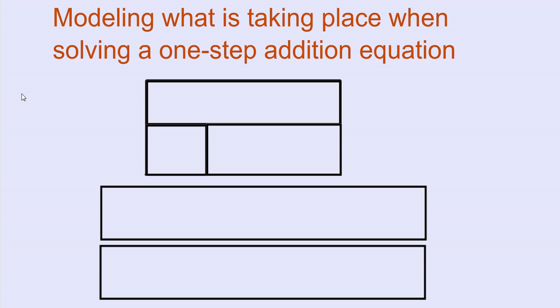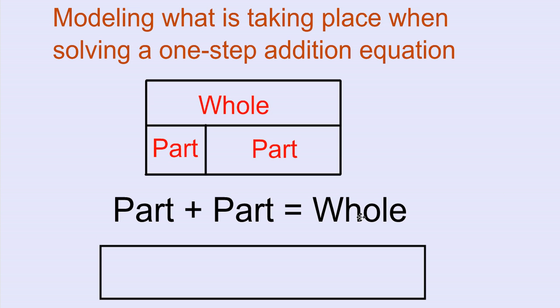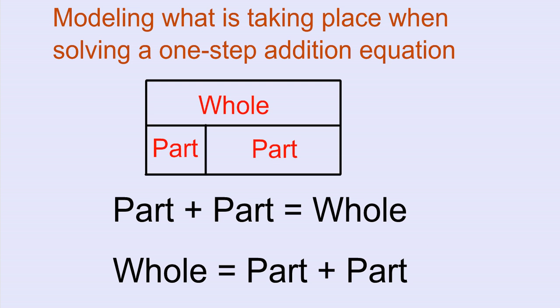So let's look at this model. What is actually taking place when we're solving a one-step addition equation? First of all, we can think of one side of the equal sign as the whole, the total value. And the other side of the equal sign is one part plus another part. Obviously, these parts are different sizes, though. This one is a larger part, and this one's a smaller part. But if we add the parts together, we get the whole. We could also write it this way, in which the whole is equal to one part plus the other part. So that's our basic understanding when we're using this model.